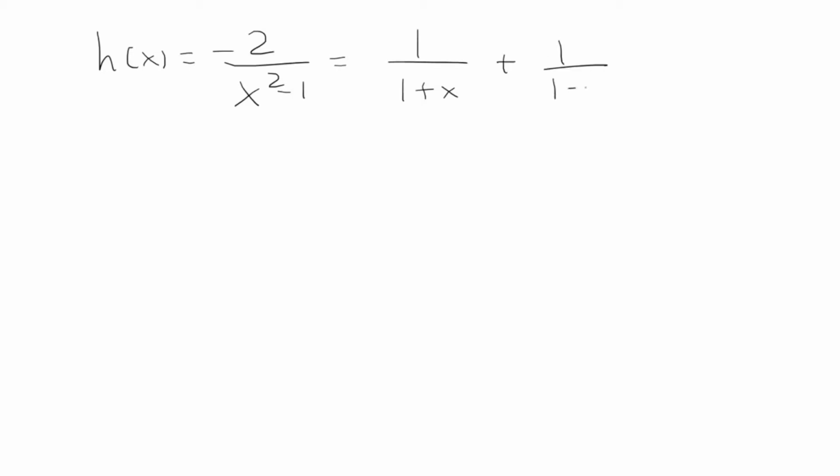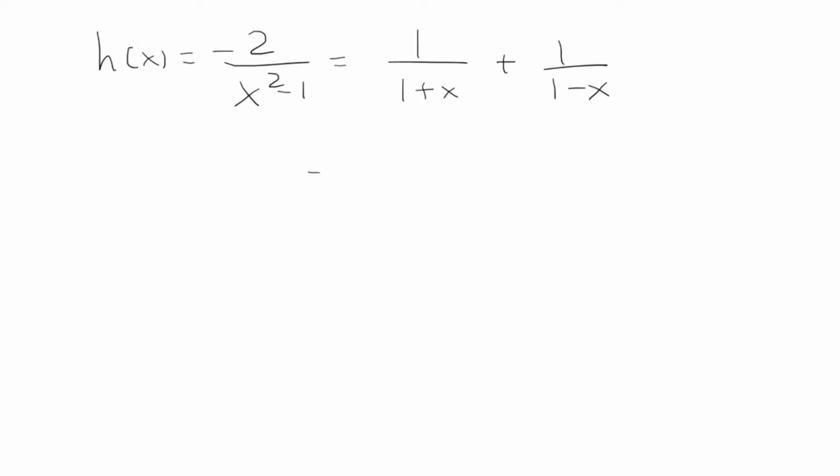We're given h of x is equal to negative 2 over x squared minus 1, which we're given is equal to 1 over 1 plus x plus 1 over 1 minus x. We want to represent this in terms of a power series and then find the interval of convergence.